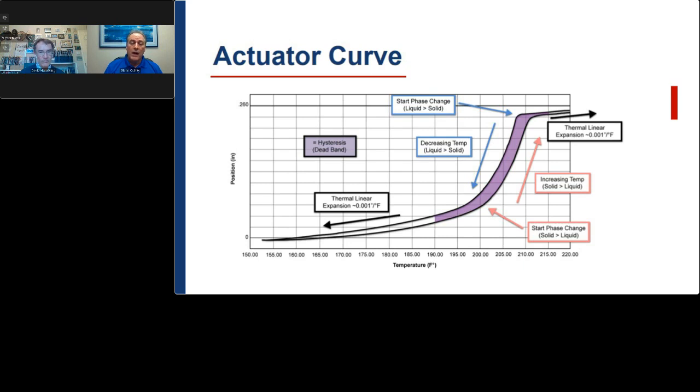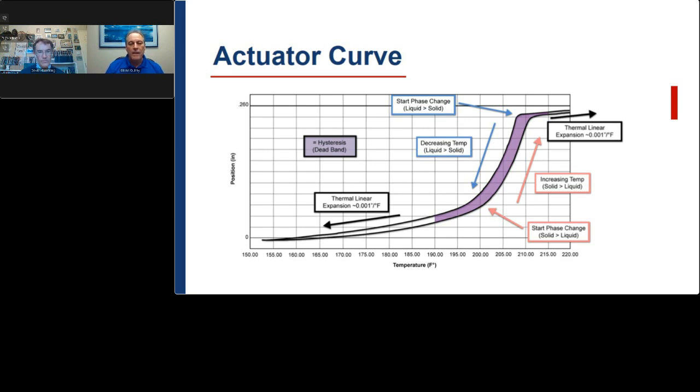Now, on the way back down, starting at the 220 on the top line, as it starts moving from the upper right towards the left-hand side, you'll see you hit your first knee on the downward side where it's in the blue, where it says start phase change, liquid to solid. Now it's actually transforming right back into its solid state, decreasing in temperature all the way down to where it goes back into the thermal linear range back towards the right there. And if you look on the left-hand side, you'll see position in inches. So it started out at roughly zero, and over that 150 to 220 degree band, it reached almost 255 thousandths or so.